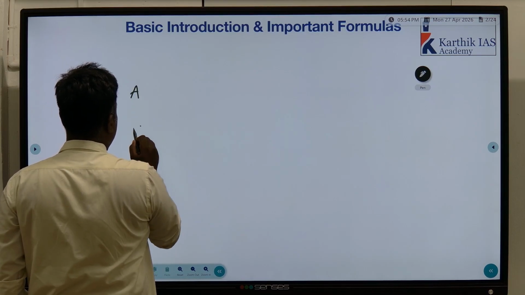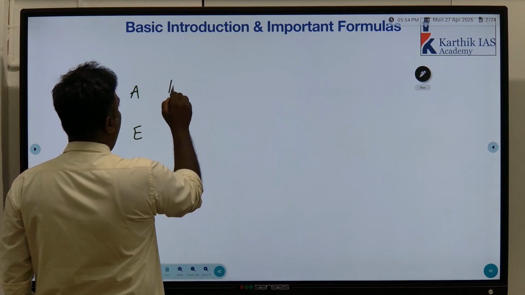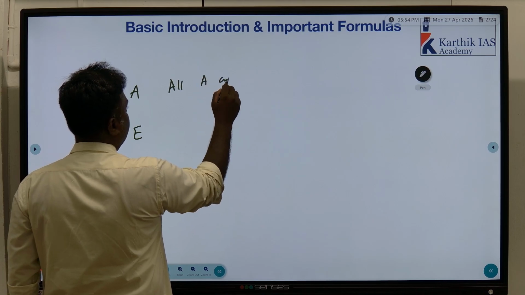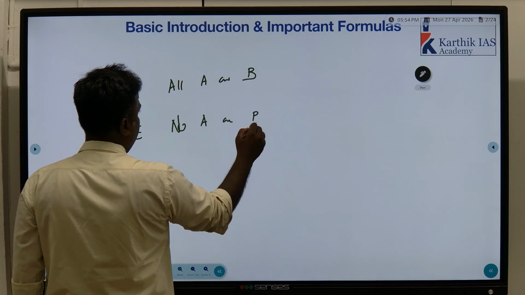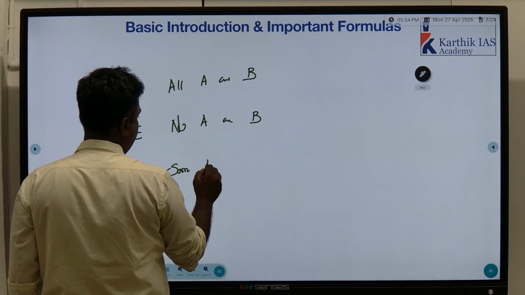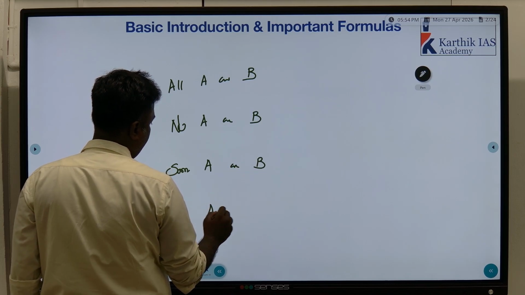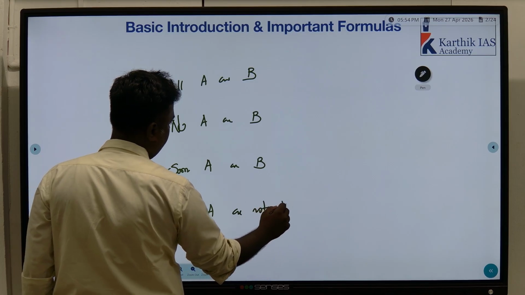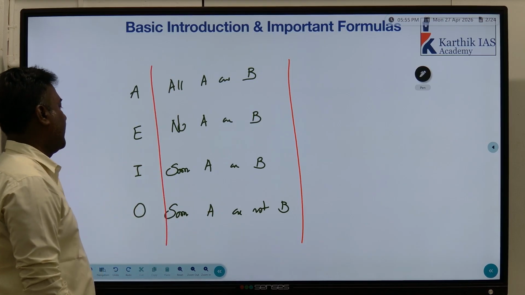A type statement, E type, I type, O type. I just introduce them. All A's are B's. If there is a statement like this, no A's are B's. Some A's are B's. Some A's are not B's. Okay, that's the meaning. This is called A type statement, E type, I type, O type.